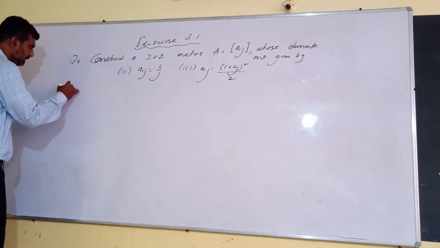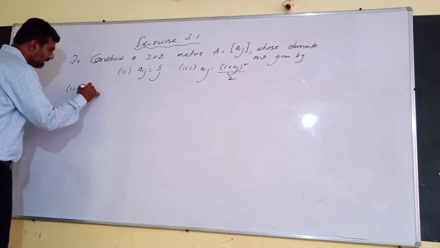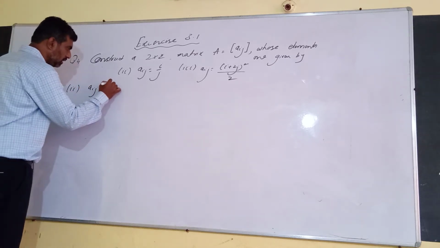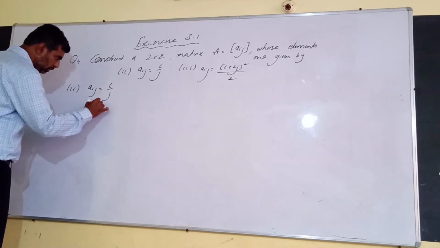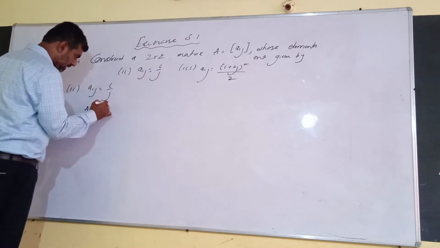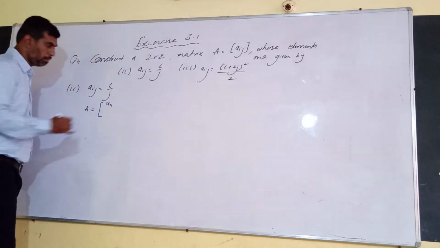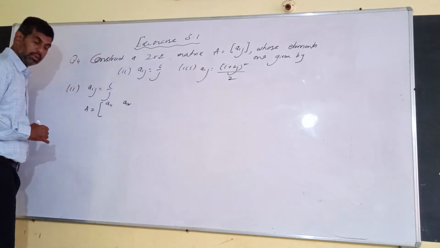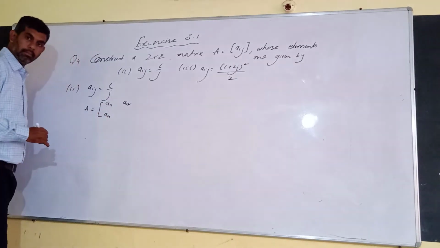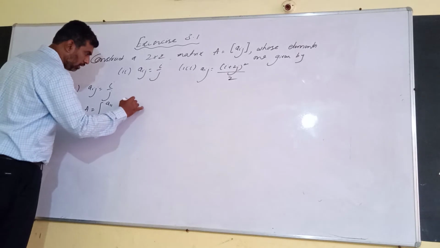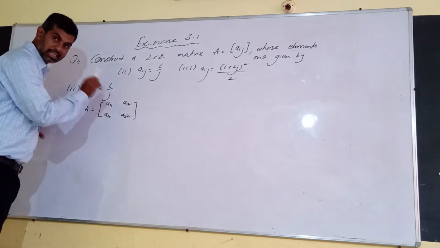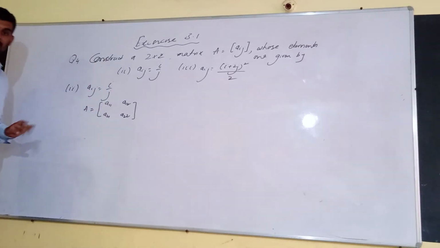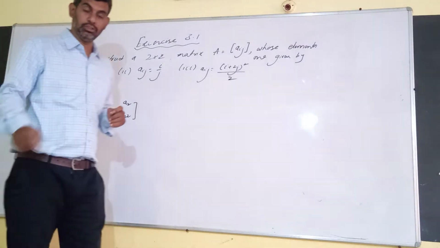Now moving to the second. What is the second question? Aij is equal to I divided by j. Now I will write matrix A. I need a 2 cross 2 matrix. First row, first column. First row, second column. Second row, first column. Second row, second column. These are the unknown elements. Now we will put it here. As we have taken the last question, we have solutions.